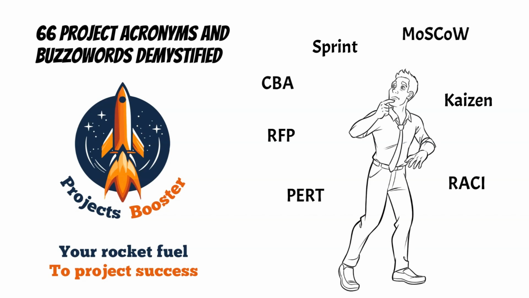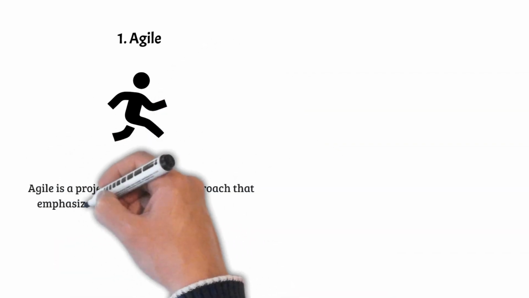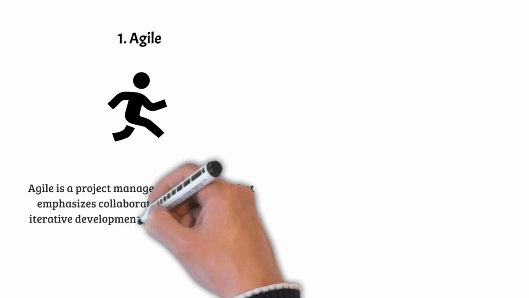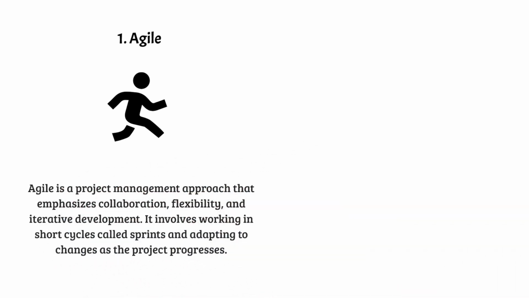Let's jump in. 1. Agile. Agile is a project management approach that emphasizes collaboration, flexibility, and iterative development. It involves working in short cycles called sprints and adapting to changes as the project progresses.